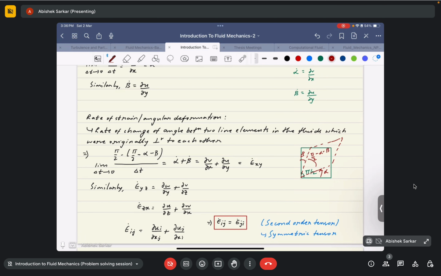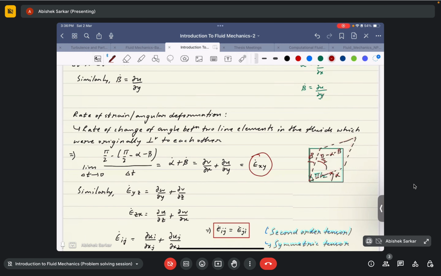And since we are considering the fluid element along the xy plane, this rate of change of angular deformation along the xy plane is given by epsilon dot xy. Okay, similarly epsilon dot yz is given by dou w by dou y plus dou u by dou z, and epsilon dot zx is given by dou u by dou z plus dou w by dou x.